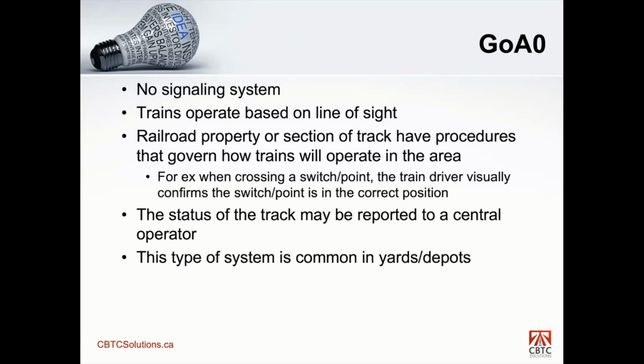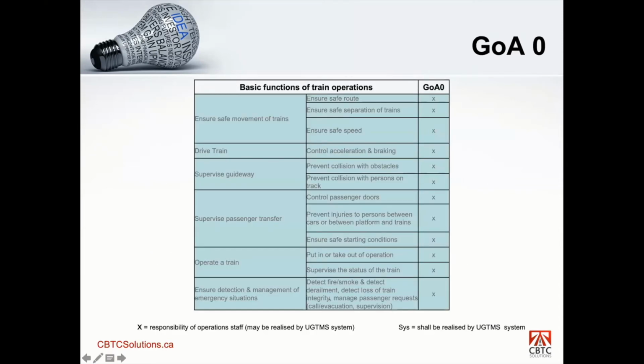These types of systems, they're very common in yards and depots, small yards and depots. They would be unsignaled in some cases, although it's not very common. So for a GoA 0 system, I've grayed out all the functions. If any one of these functions were there, it would not be considered GoA 0, but these are the functions that are involved in creating a GoA 0 system.